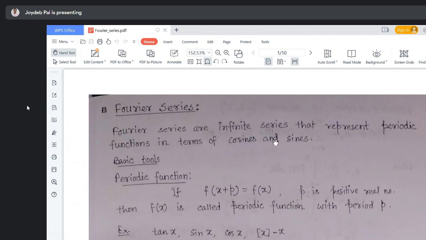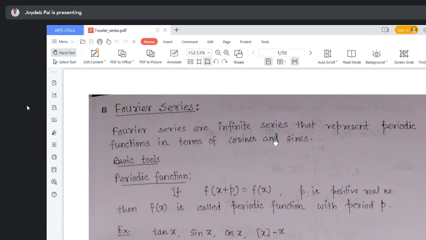Okay. Now, देखो, series means the sum of a few terms, or the sum of many terms. You know, you have studied power series, so it is not exactly power series. Fourier series is one kind of infinite series. So let us see the definition of Fourier series. Fourier series are infinite series that represent periodic function in terms of cosine and sines.